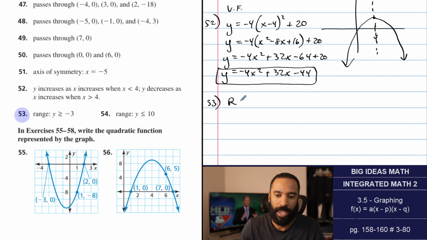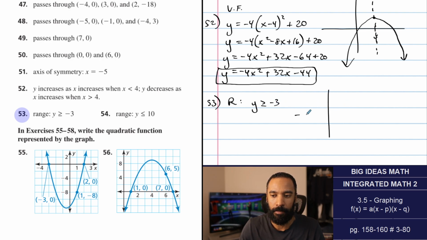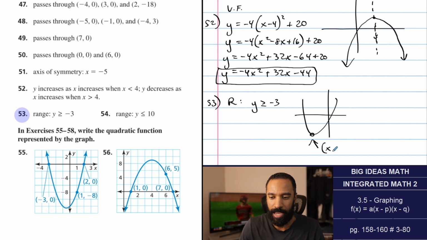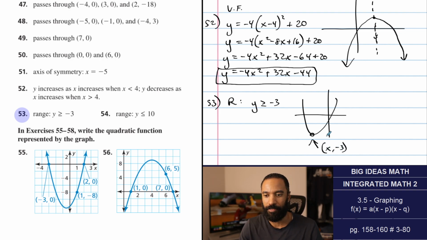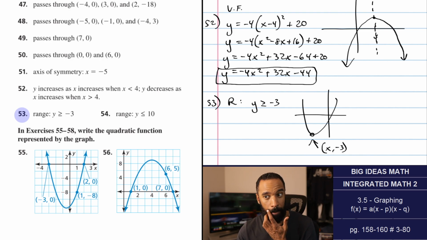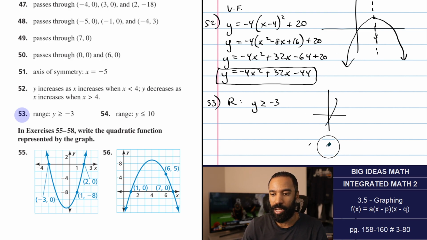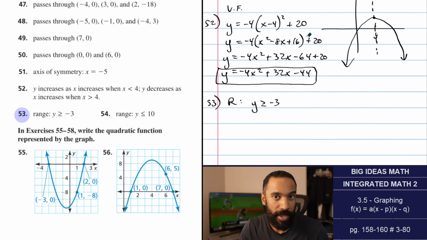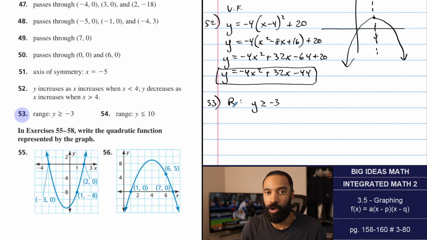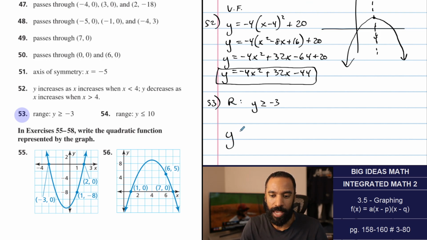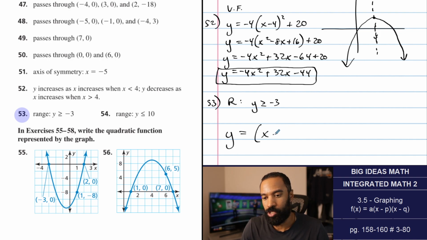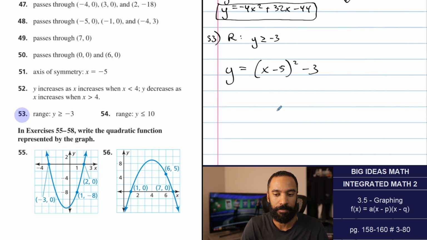So if your range is y is greater than or equal to negative 3, that makes this a minimum. That means somewhere here it's hitting negative 3, something x comma negative 3, or h comma negative 3. That's a minimum, and it goes upward. So we have to know that it's an upward facing graph. I can use positive 1 as my a value. I can choose my own h for my vertex. So I can say x minus 5 squared minus 3. This needs to be my k, and I need to go upward, so this needs to be positive, right?